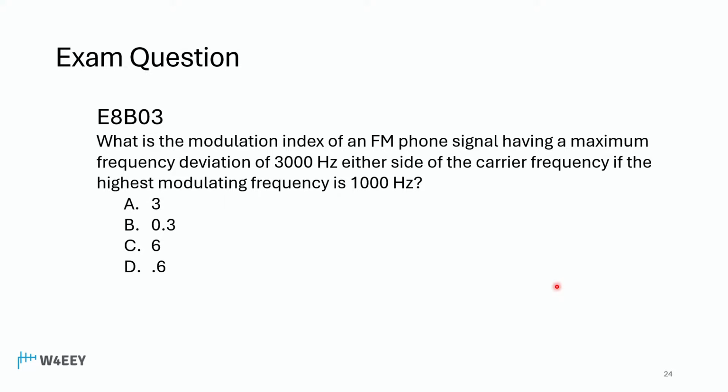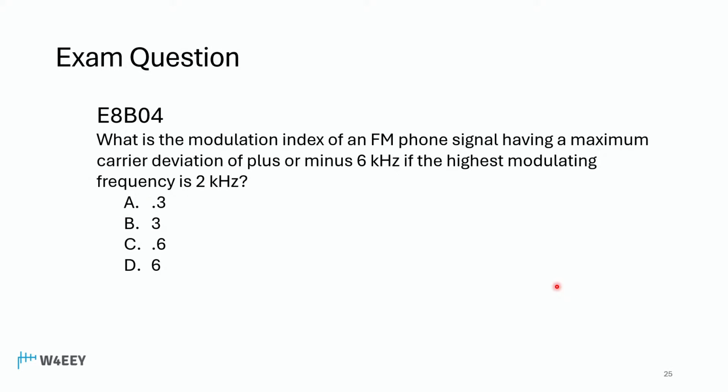What is the modulation index of an FM phone signal having a maximum frequency deviation of 3,000 hertz either side of the carrier frequency if the highest modulating frequency is 1,000 hertz? Alpha. See how easy that is? Here's another really tough one. What is the modulation index of an FM phone signal having a maximum carrier deviation of plus or minus 6 kilohertz if the highest modulating frequency is 2 kilohertz? Bravo. Same answer, different numbers, but it works out.